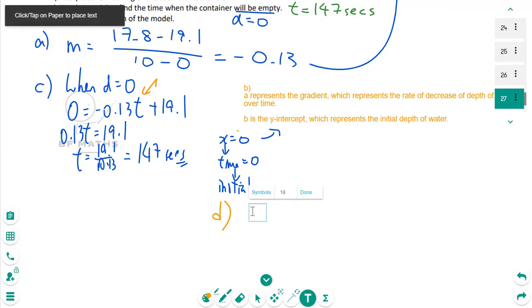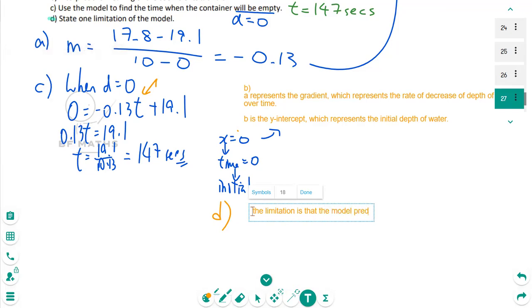So what's the limitation? The limitation is that the model predicts a negative depth of water at some point. To be more specific, you don't have to write this, but that is after 147 seconds, because we worked it out in part C. Normally, you don't have to work it out. When it's 147 seconds, the depth is 0. That means if we go on to the 148th second, it becomes negative. So obviously, you can't have a negative depth of water.